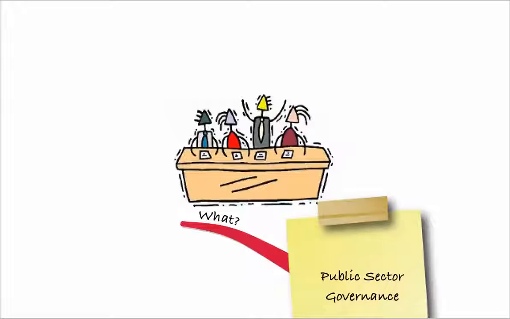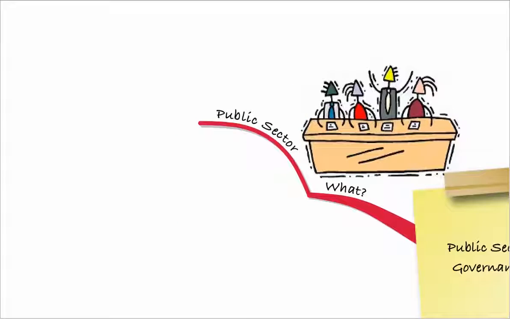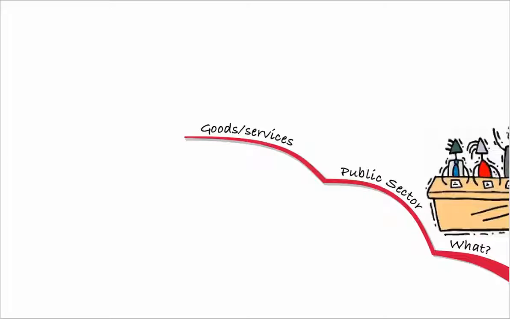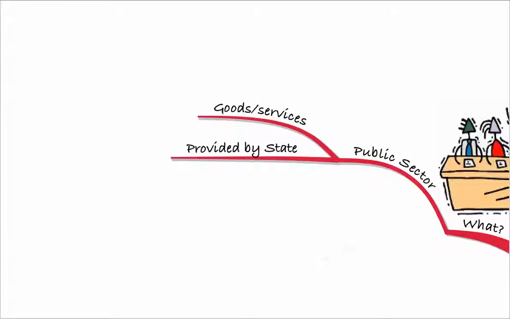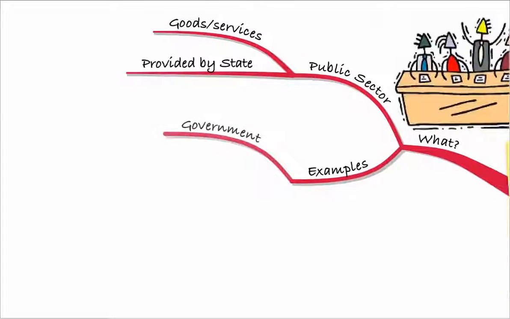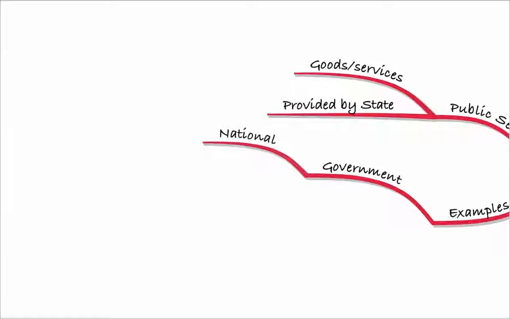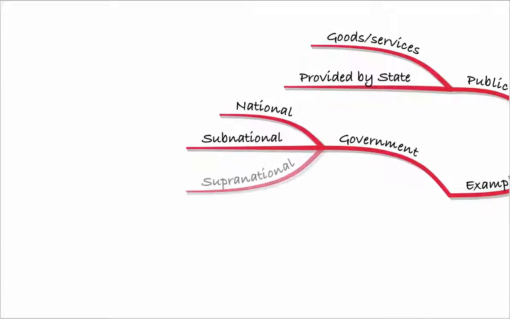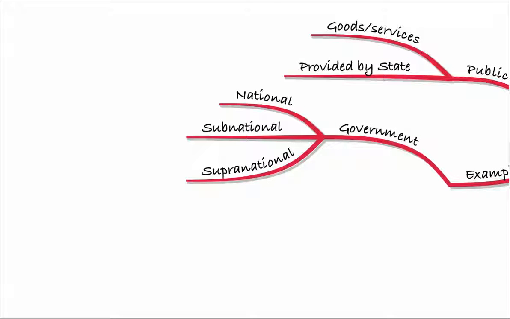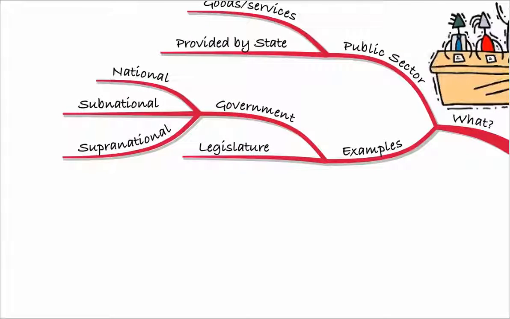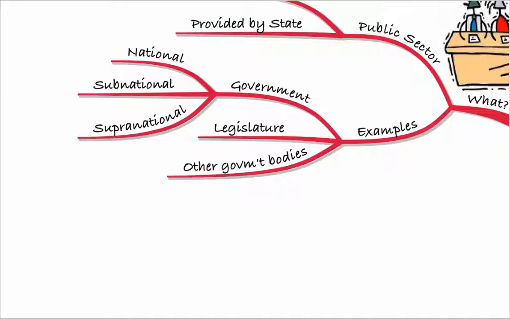So the first thing we understood was what the public sector was. This was the provision of goods and services by the state. We broke down government into national government, subnational government and supranational government. Local government was subnational, and at supranational we've got things like the EU that come above national governments. We also have the legislator, for example Parliament, and we have other government bodies that would also fall within this.